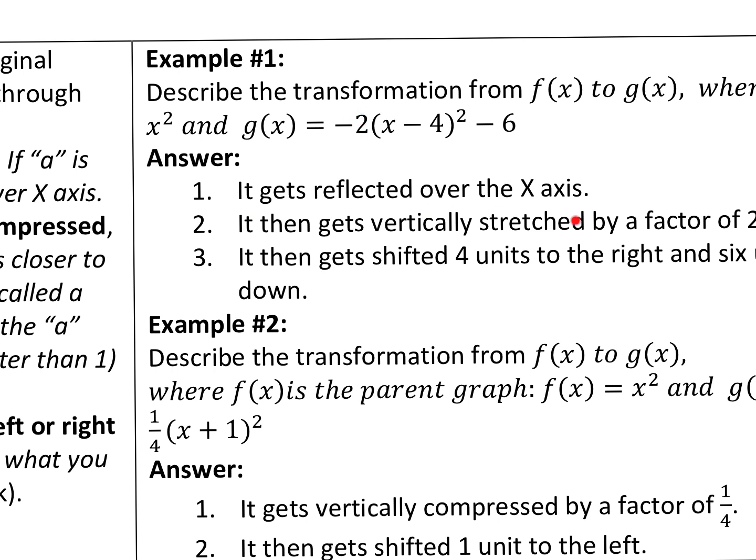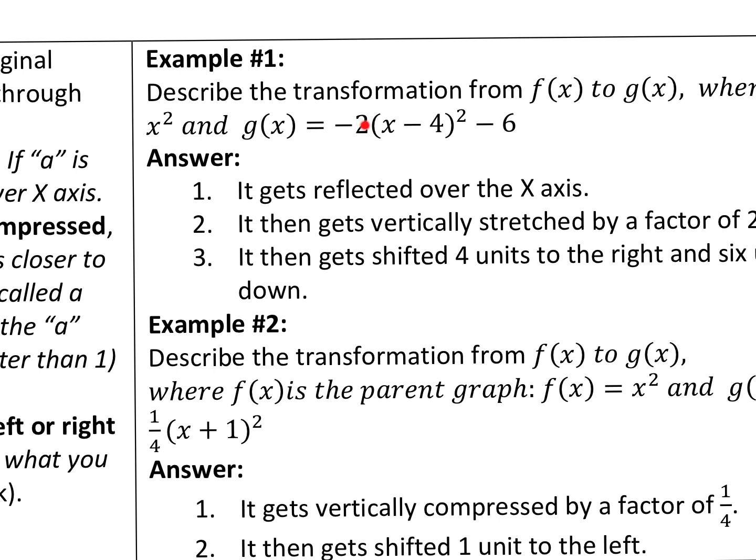Why do we not say it gets vertically stretched by negative 2? Because we already talked about the negative sign. The negative sign is right here on the first step. It gets reflected over the x-axis, okay? Then it gets vertically stretched by a factor of 2. Now, again, it's a stretch because it's bigger than 1. If it were a fraction, like let's say 1/2, then that wouldn't be a vertical stretch anymore. It'd be a compression. I hope that makes sense.